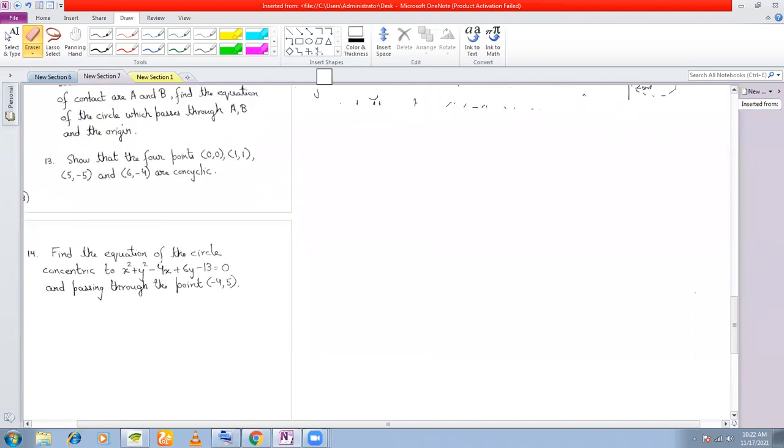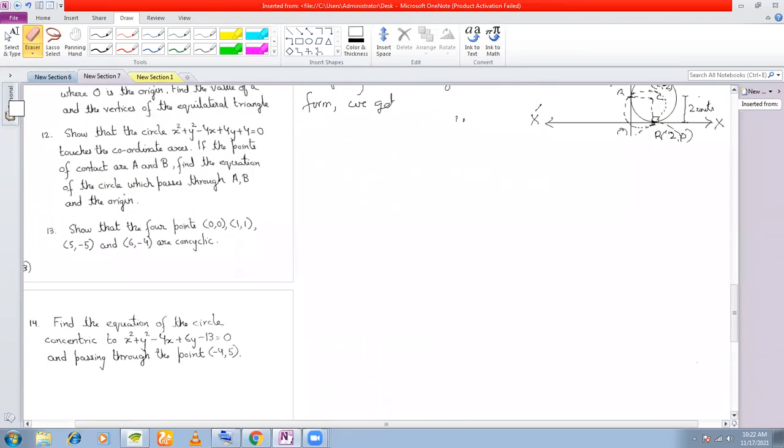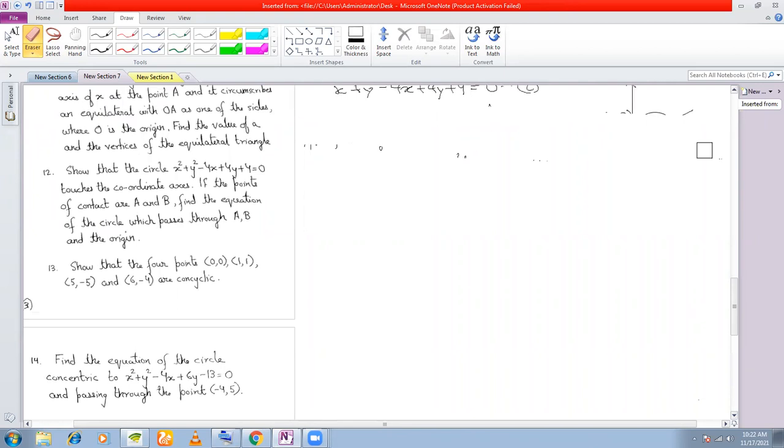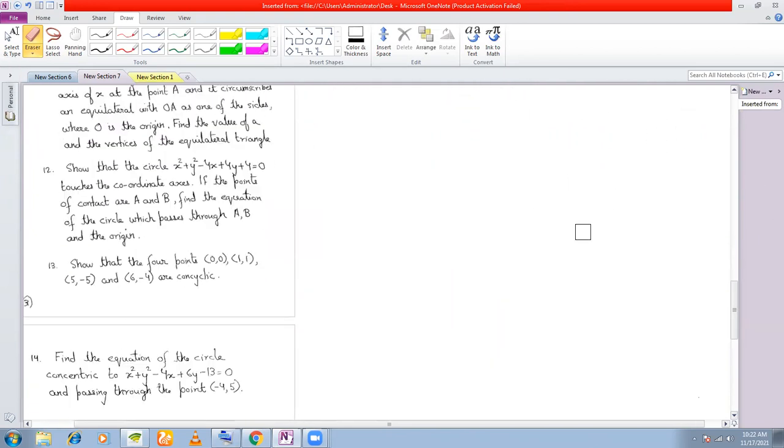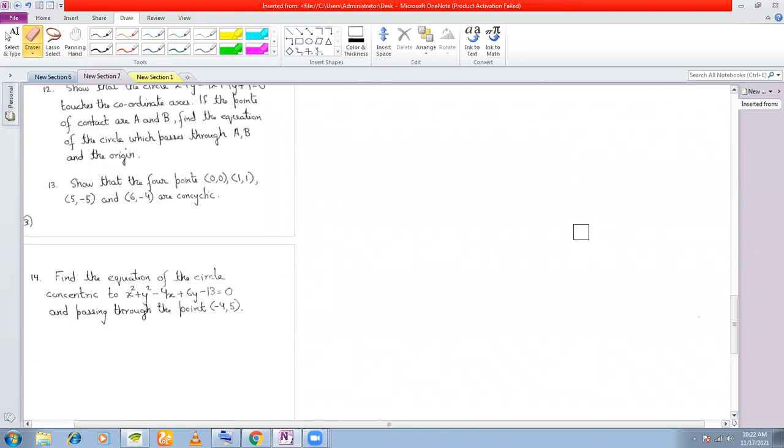Now, fourth question, question number 13 is, show that the 4 points are concyclic. Concyclic, the definition is that all the 4 points lie on the same circle. Just like you have collinear. Collinear means lying on the same straight line. Concyclic means lying on the same circle.